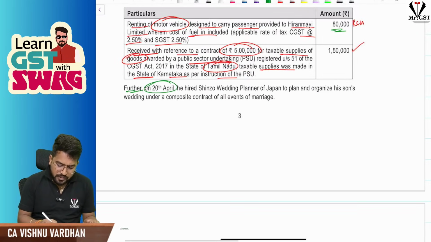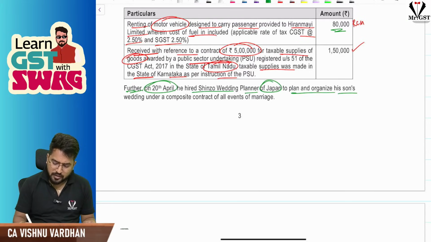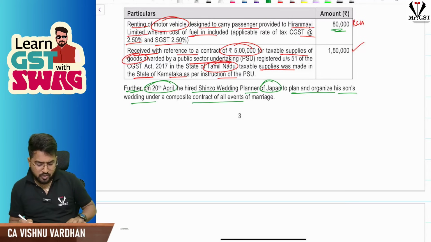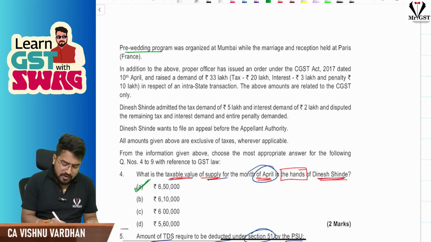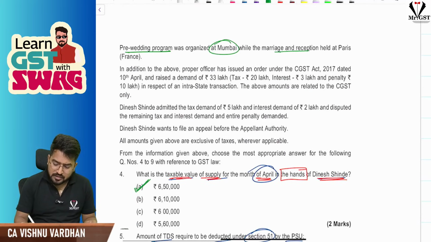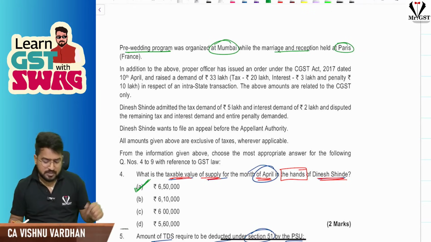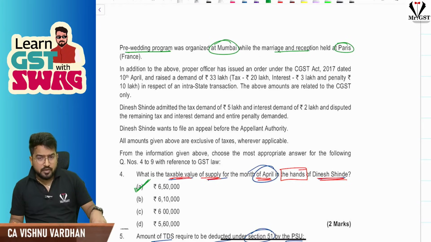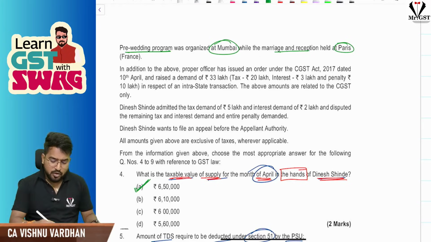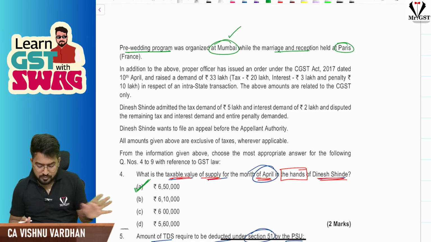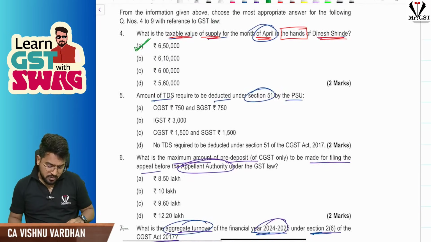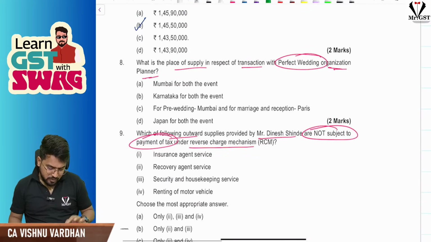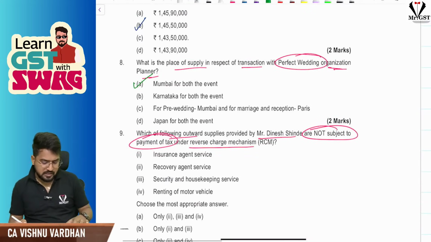Further, on 20th April, he hired Shinzo, wedding planner of Japan, to plan and organize his son's wedding under a composite contract of all events of marriage: pre-wedding program at Mumbai, marriage and reception at Paris. And as per Section 13(5), sir, when the event is happening in more than one location, including taxable territory and non-taxable territory, we will take the location of the taxable territory. So Mumbai will be the place of supply for both the events. So here Mumbai for both the events is the answer.